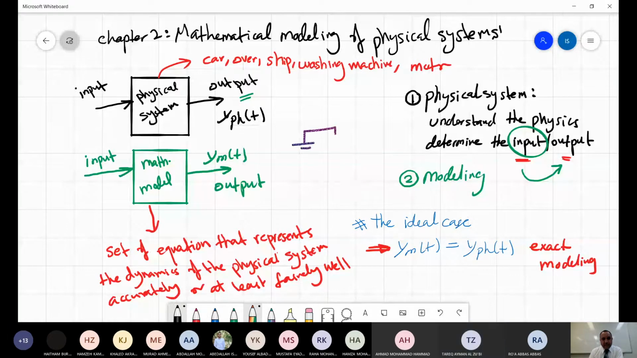Let's see, this is a simple example. This is actually a voltage and resistance.